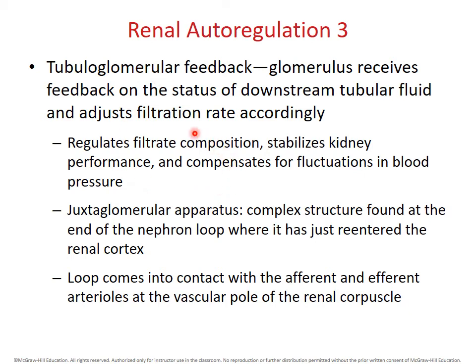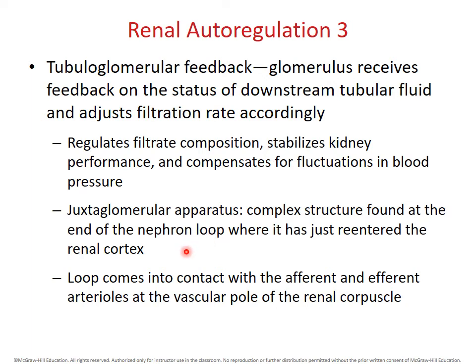So this is a very elegant mechanism for regulating filtration rates, which ultimately then affect the composition of the tubular fluid flowing through the nephron. How does it happen? Well, it happens through something referred to as the juxtaglomerular apparatus. The juxtaglomerular apparatus is a fairly complex structure that is found essentially at the end of the loop of Henle and the beginning of the distal convoluted tubule, just where the loop of Henle ends and the distal convoluted tubule begins.